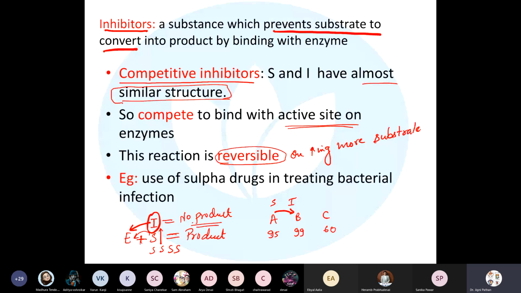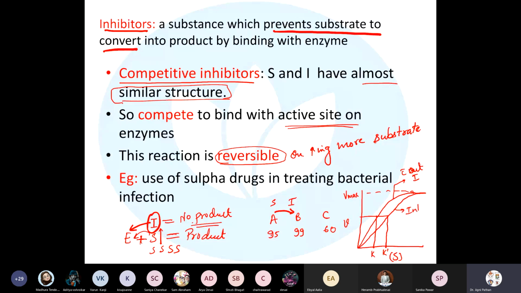Now, if you remember the graph we drew last time, this is the substrate axis and this is the velocity. This is the maximum velocity, Vmax. This is Km, and Km dash, because it's a new Km. This one is without inhibitor, and this line is with inhibitor, right?